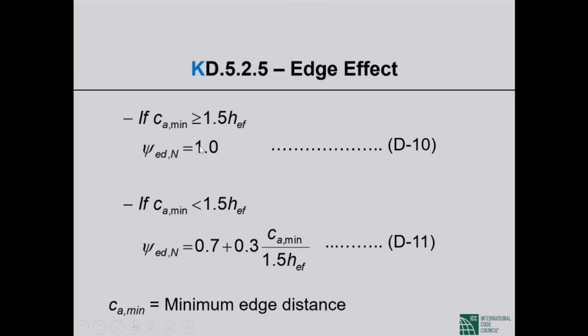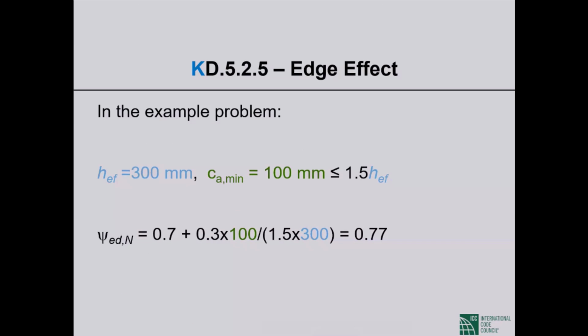The edge distance correction factor. If minimum edge distance is larger than or equal to 1.5 times the embedment depth, we have no correction for edge distance. If, however, the minimum edge distance is less than 1.5 embedment depth, then our correction factor is 70% plus 0.3 times the minimum edge distance divided by 1.5 times the embedment depth.